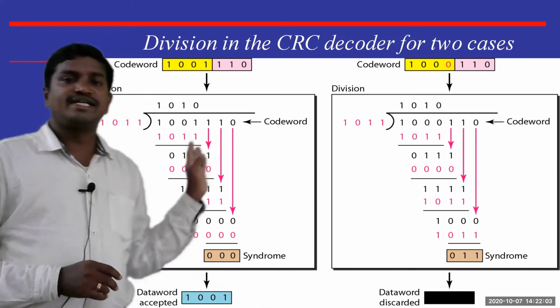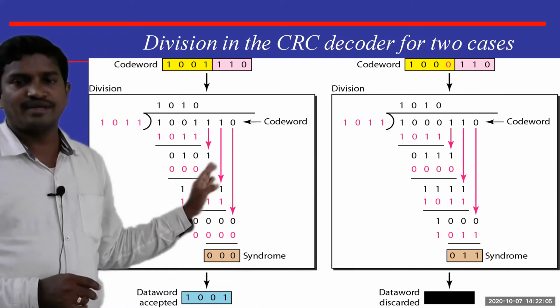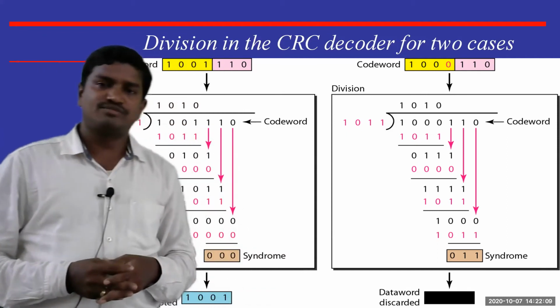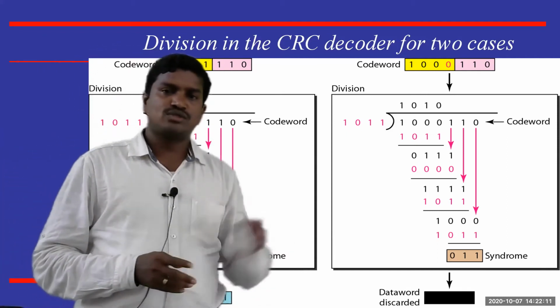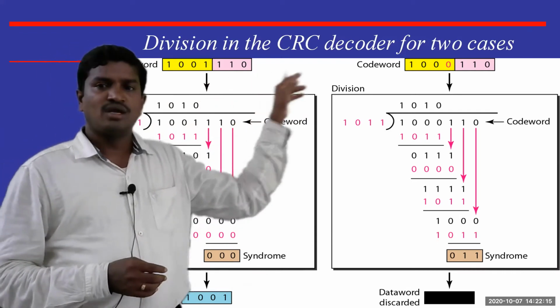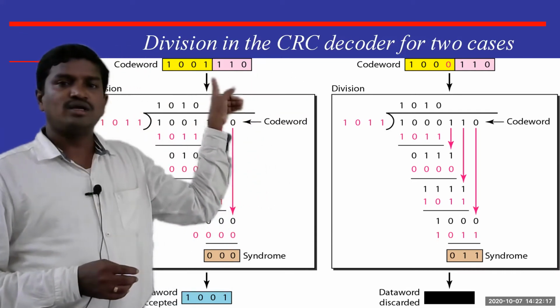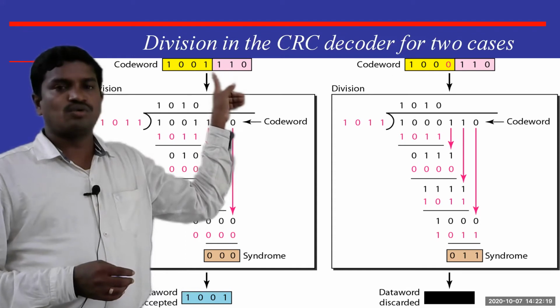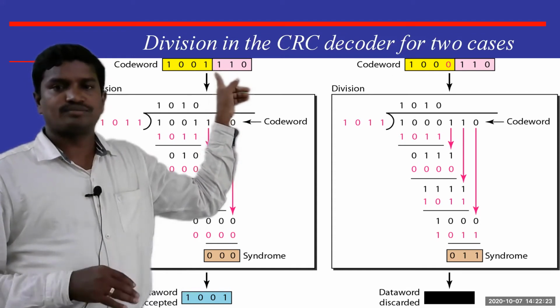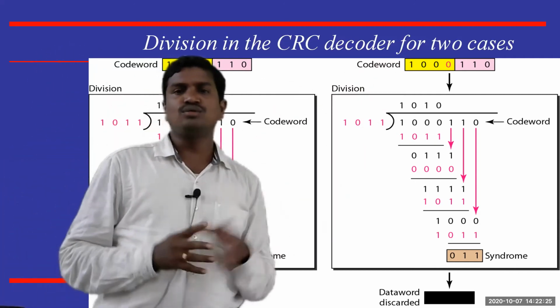So this way it is the positive case. If everything goes fine, this happens. Now assume a scenario where one bit is changed in the data transmission. So the original code word is 1001110. And now what is changed here is that one of the bits in the code word is changed, that is the fourth bit from right and left both. The fourth bit is changed to 0.